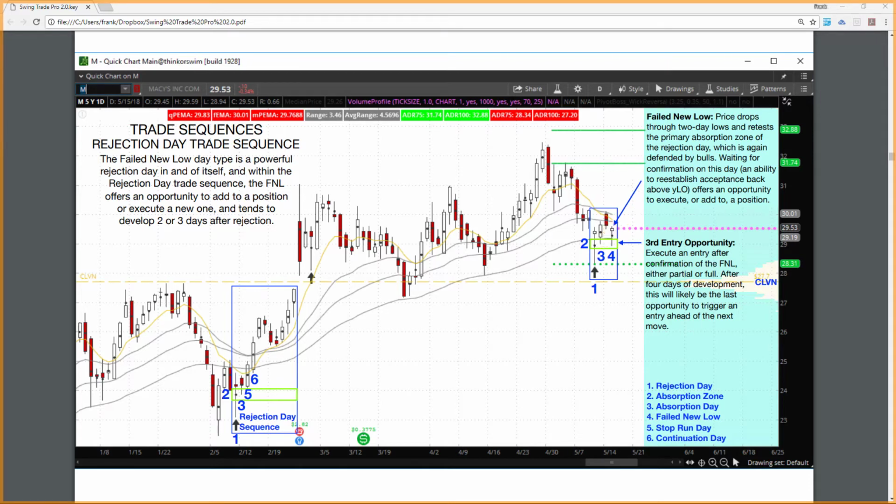So again, several points to be able to engage this move. Number one, the rejection day. Number two, the absorption day. And number three, the failed new low.